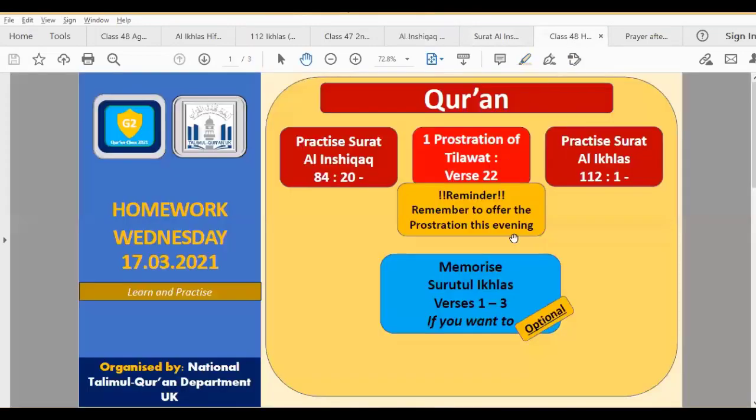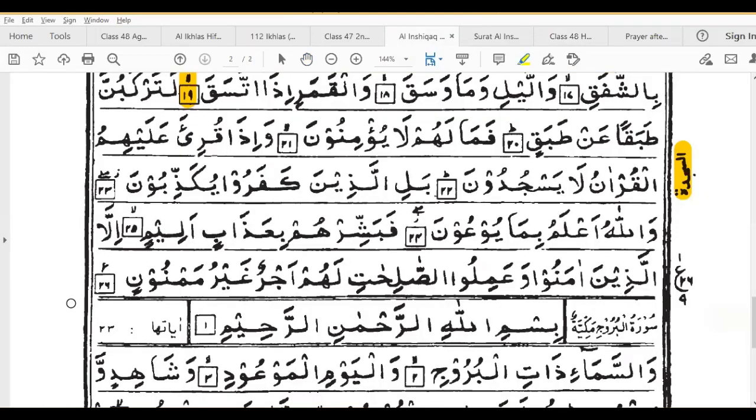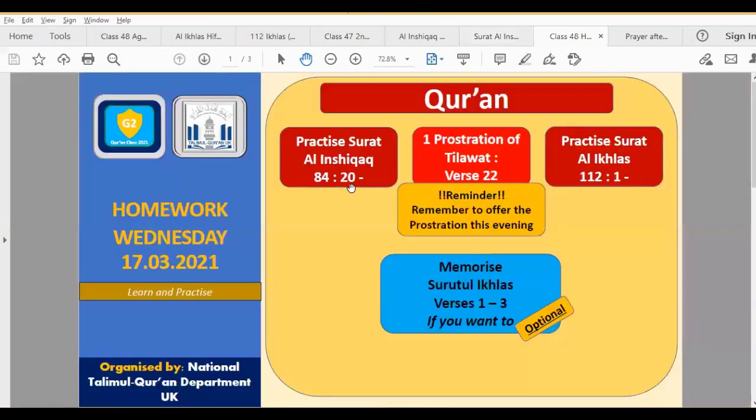And your homework for today's class is to practice Suratul Inshiqaq, which is chapter number 84, and start reading from verse number 20 till the end of the surah. Okay, so end of the surah over here. Okay, so verse number 26. So homework is to practice chapter number 84, verse 20 to 26.